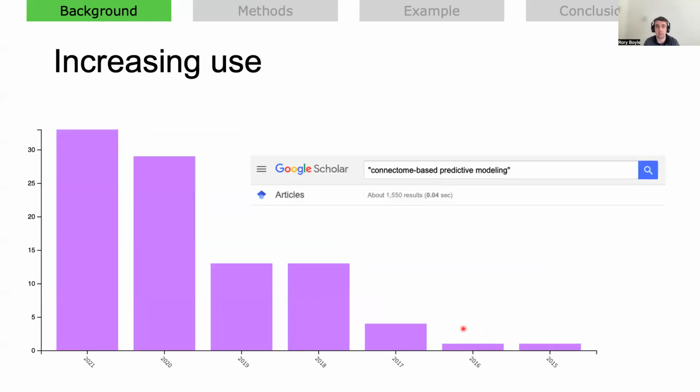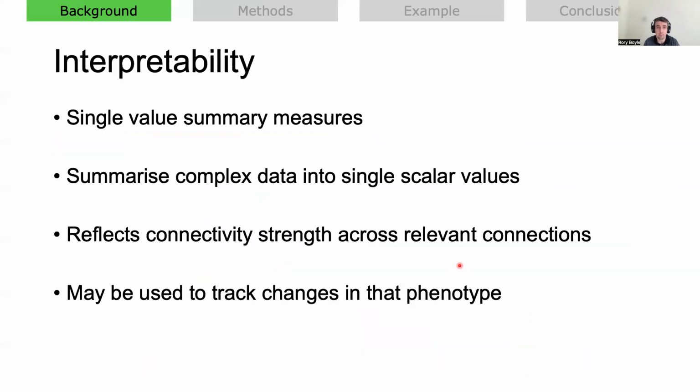So this has led to considerable yearly growth in the number of publications applying CPM. And when you search connectome-based predictive modeling in Google, you get over 1,500 results. So it's quite widely used at the moment. And there are a number of reasons for this growth in use.